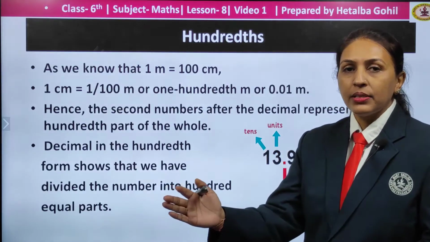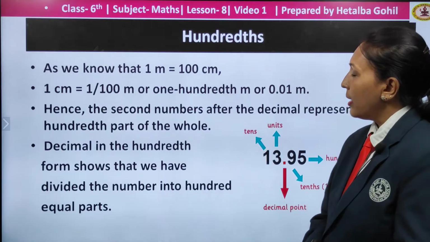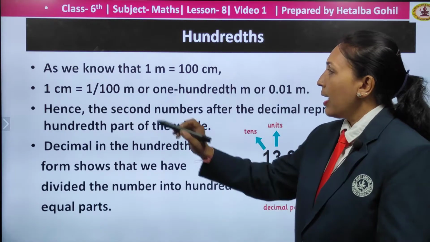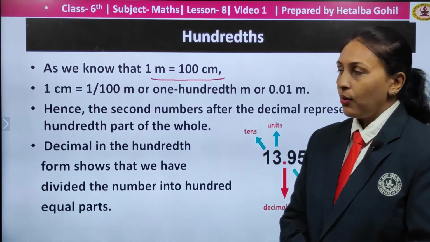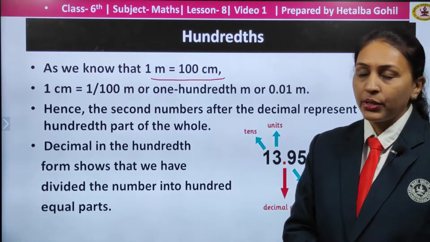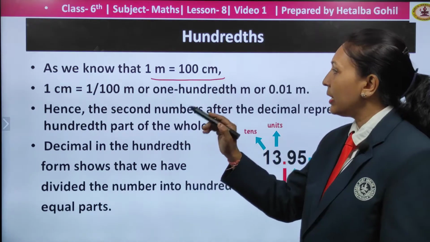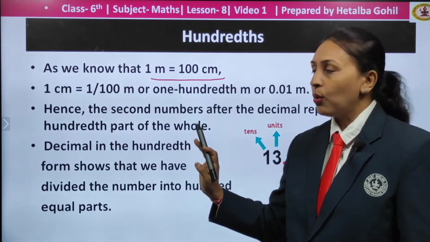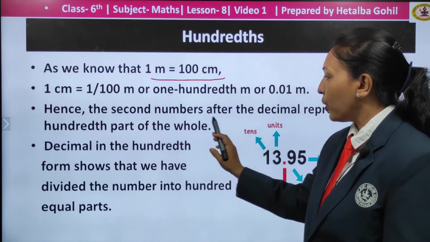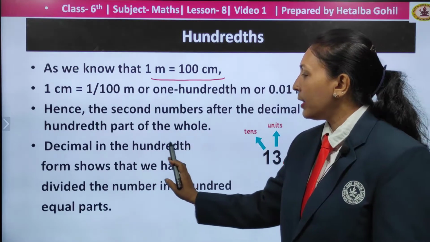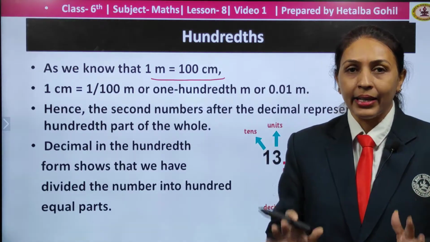Hundredths. The second place value after the decimal, after the tenths, we have hundredths. Okay, so after tenths we have hundredths. As we know that 1 meter is equal to 100 centimeters. Okay, that we know, these measurement units. Hence we can say that 1 centimeter is nothing but the 100th part of the whole. So the second number after the decimal represents the 100th part of the whole, and the decimal in the 100th form shows that we have divided the number into 100 equal parts.